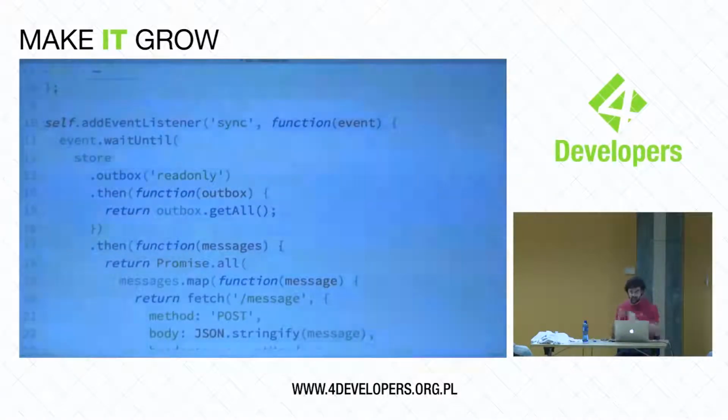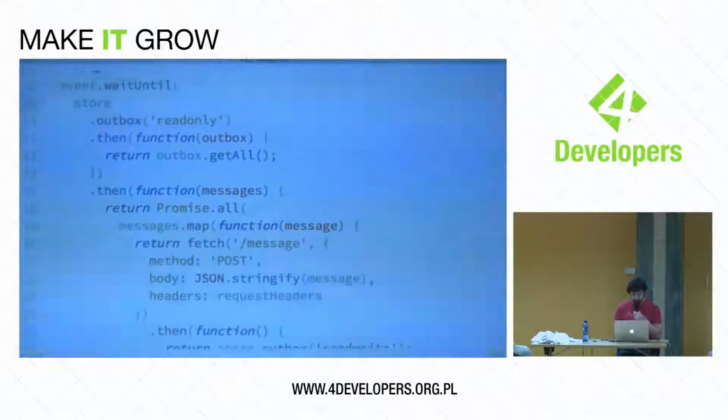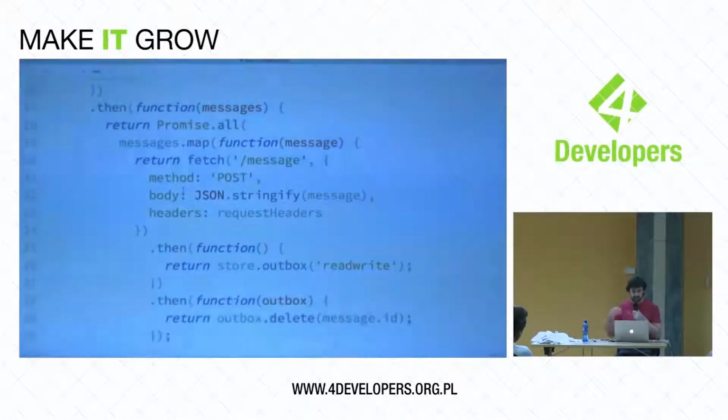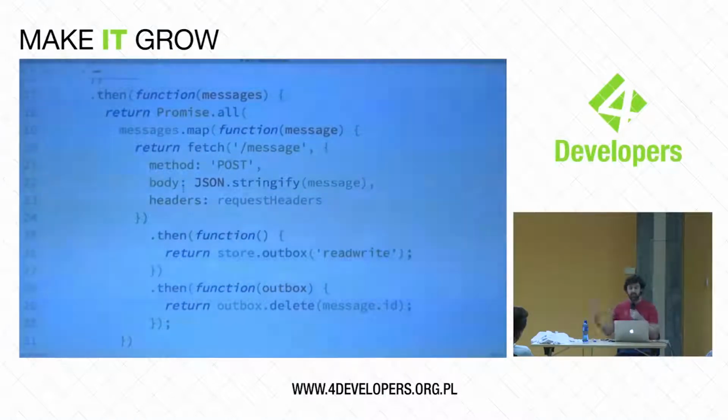So that's kind of what we're doing there. If I just run back over that again, we're opening up our database in a read-only mode. And once that's open, return all the messages from it. Once those messages are returned, then we'll map over those messages and return a promise that actually is the result of sending a post request to the server, getting that post request back, opening the store in read-write mode, and then deleting that message.